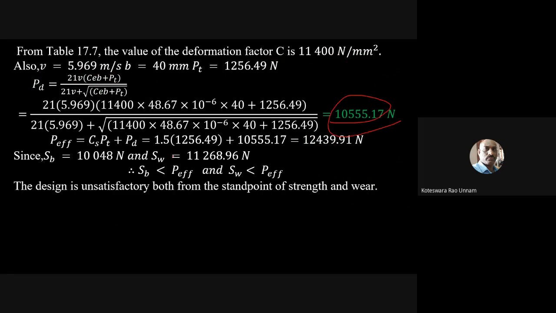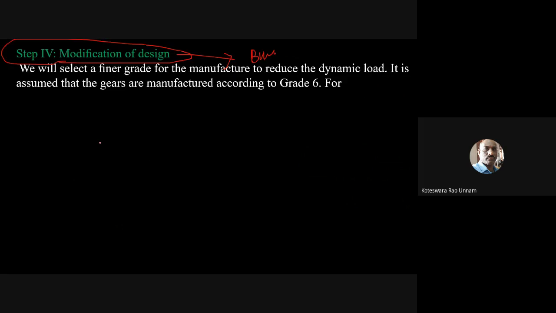So instead of the original grade 8, now we have chosen grade 6. We will select a finer grade to manufacture the gears and to reduce the dynamic load. It is assumed that the gears are manufactured according to grade 6.